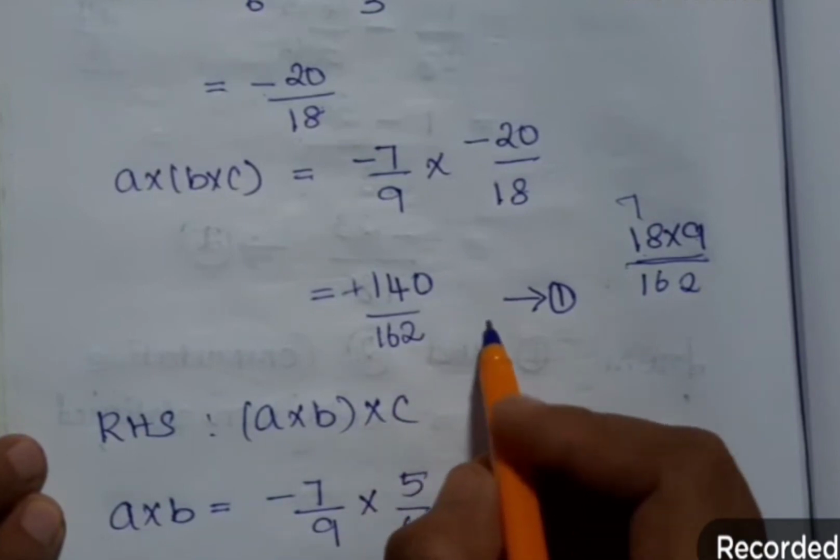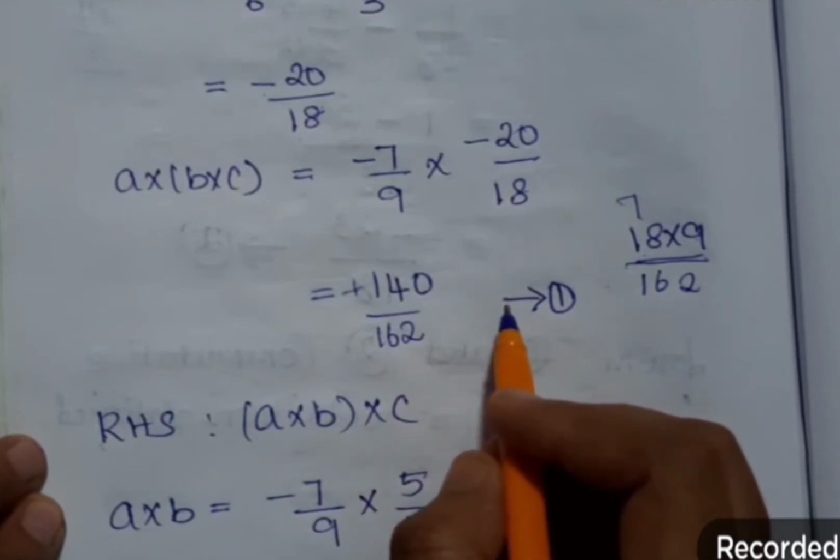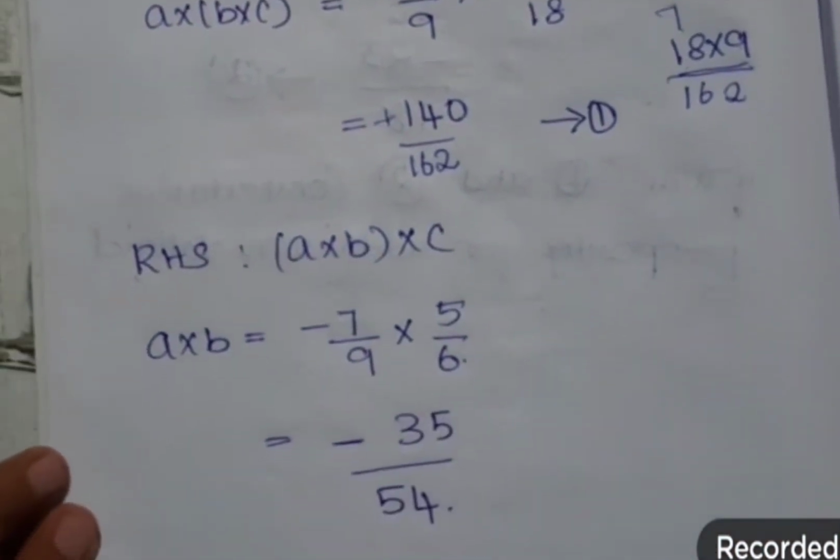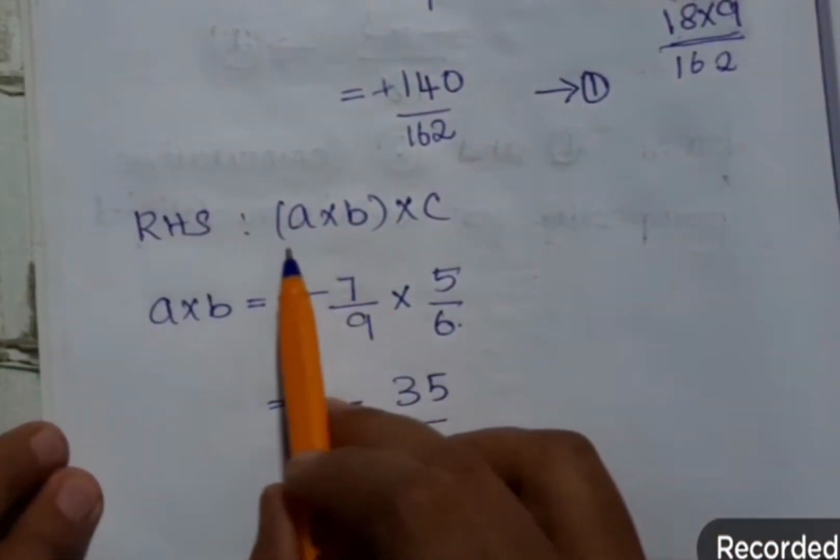So try to cancel it using the 2 table. You will get 70 by 81. So if you want, you can simplify and write. So the LHS value we found.